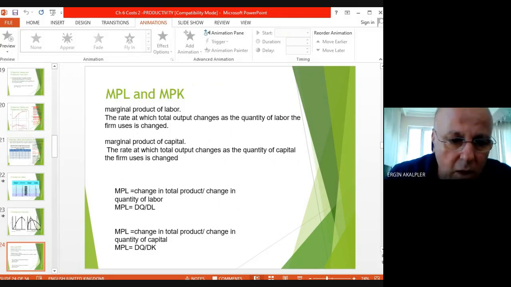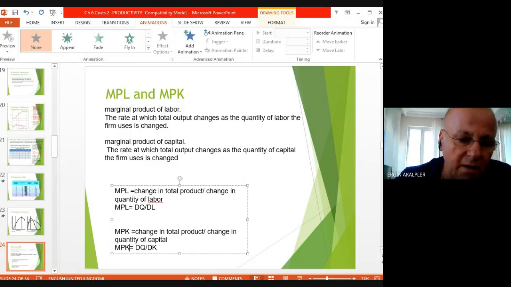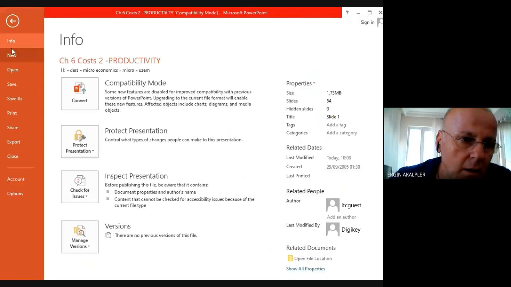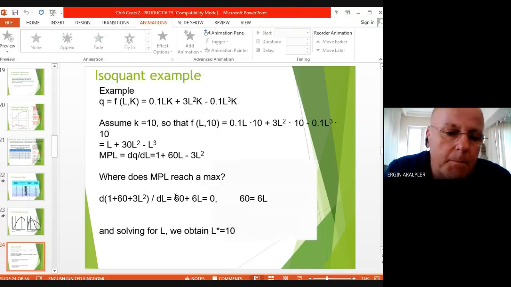Therefore, marginal productivity of labor is delta Q over delta L, and marginal productivity of capital, it should be K here. I didn't change it. It should be K, sorry, because we are talking about the capital. And then it's, of course, delta Q over delta K. When we are looking at this marginal productivity, we understand that this is the most important part of production, because this gives us reasonable information about the productivity, which is very important in the production operation process.